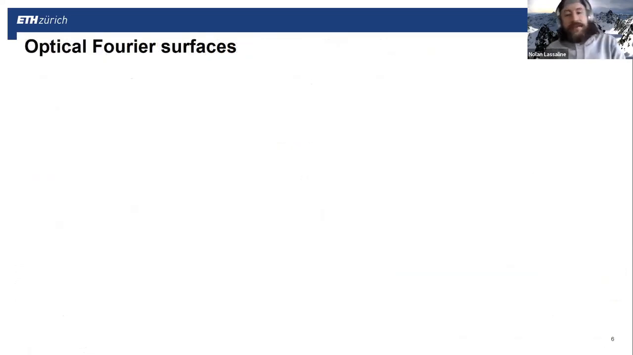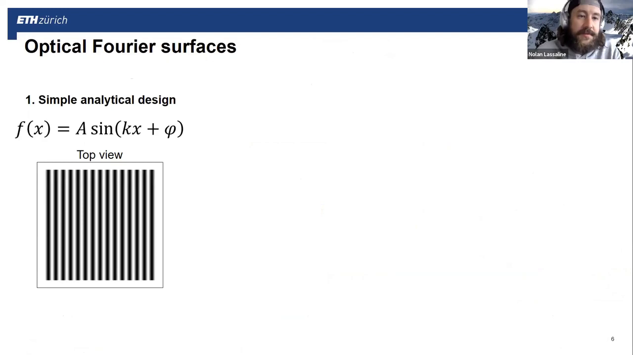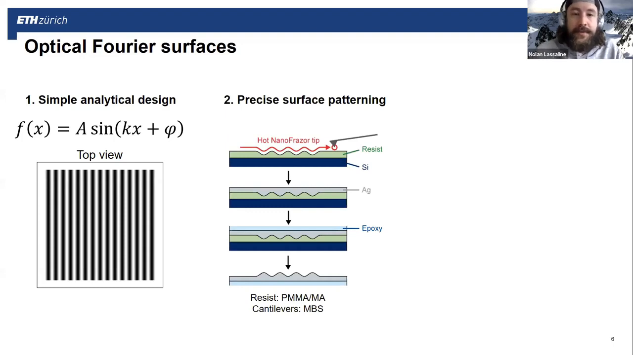So the way that we approach this problem is with a solution that we are proposing called optical Fourier surfaces. And the way that we do this is we start with a simple analytical design, which comes directly from Fourier mathematics. With the NanoFrazor, we take that design, which is converted to a grayscale bitmap, and we simply print that mathematical profile, so to speak, into the surface with the NanoFrazor shown here.